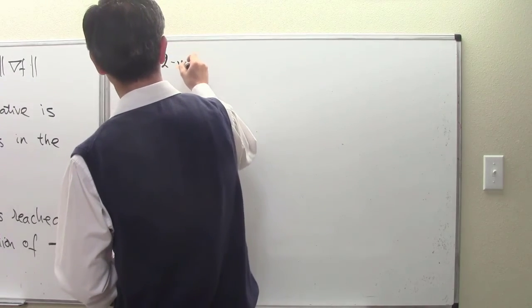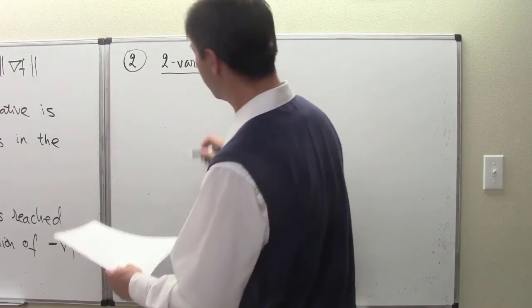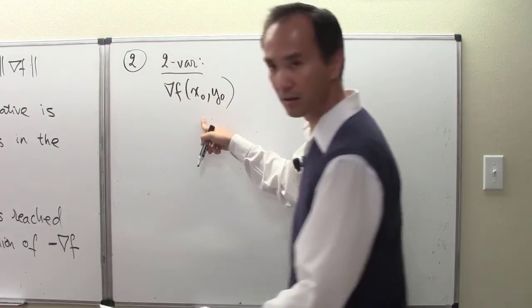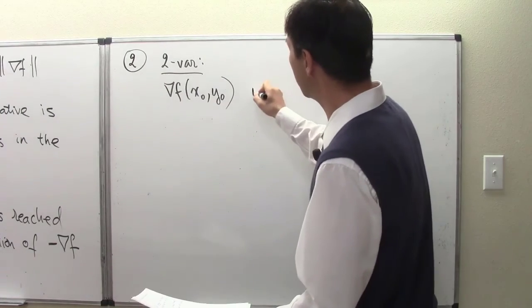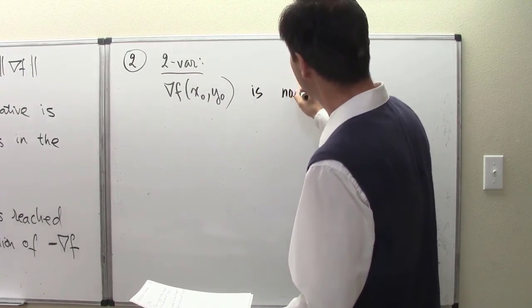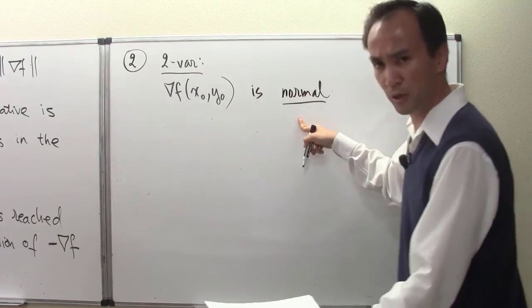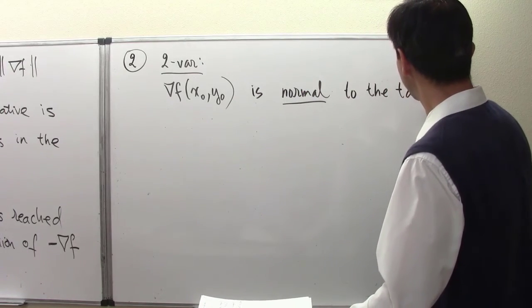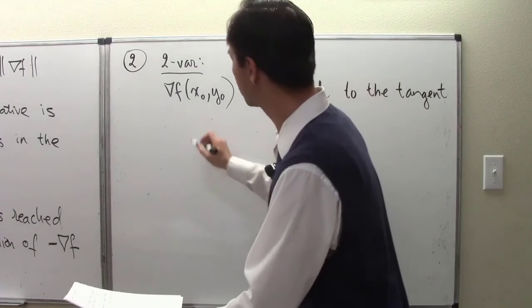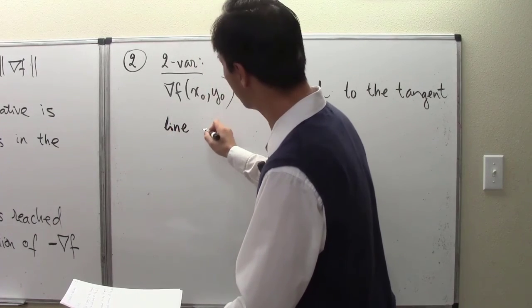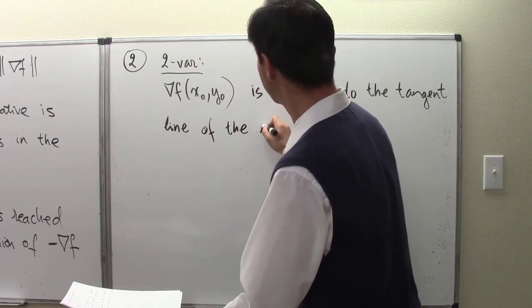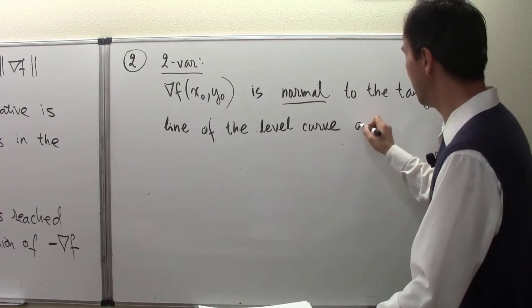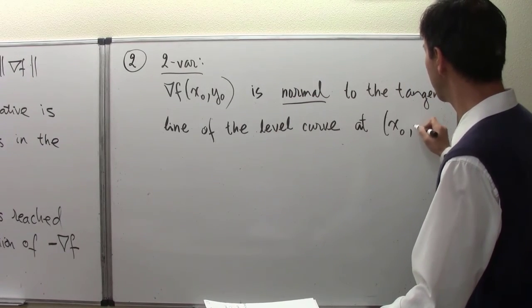In the case of a 2-variable function, the gradient vector at a given point, x sub 0 and y sub 0, is normal. Underline that word for me. It means perpendicular. Normal to the tangent line of the level curve at that specific given point, x sub 0, y sub 0.